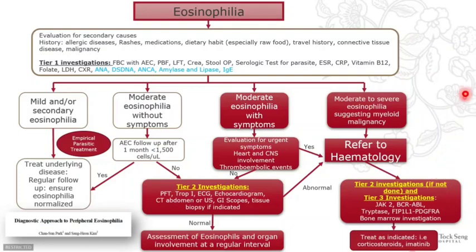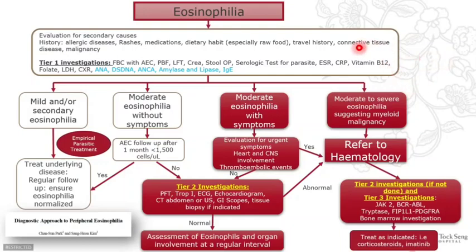So this is an algorithm on how we deal with eosinophilia. Of course, we have to evaluate for secondary causes and also approach with history and physical examination. So your history is directed to disease entities such as allergic diseases, rashes, medications, and you have to ask their dietary habits as well. Of course, travel history and connective tissue diseases or malignancies.